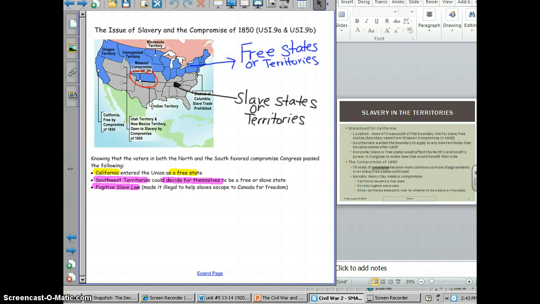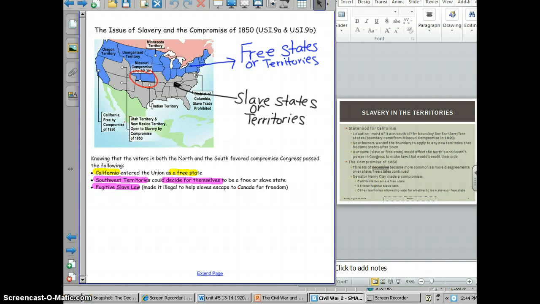So now there was new concern because a lot of this area was below the line that had been drawn in the Missouri Compromise. So it was assumed that most of these territories, when they applied for statehood, would become slave states. The Southerners obviously would like this because that means they could have expanded their agricultural way of life and continued to expand the use of slavery. Obviously, the states in the North were uncomfortable with this.